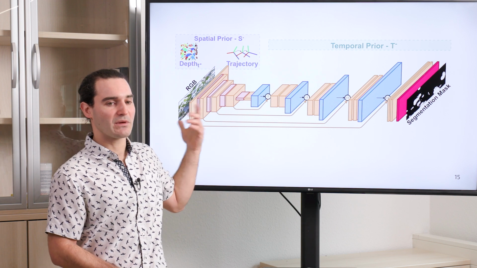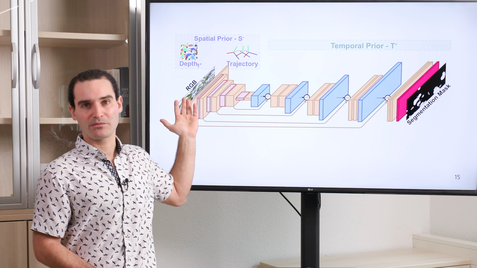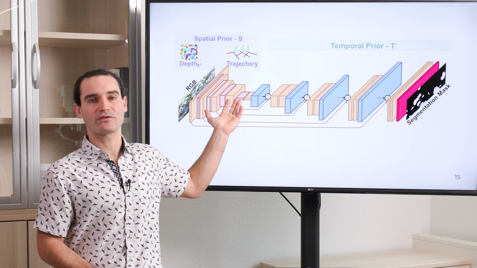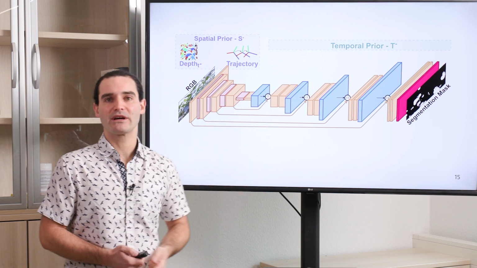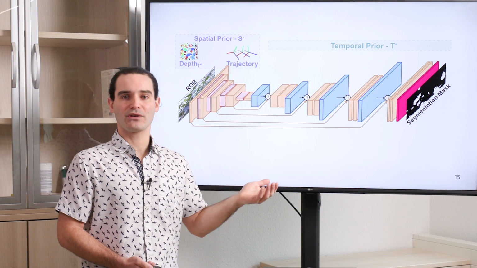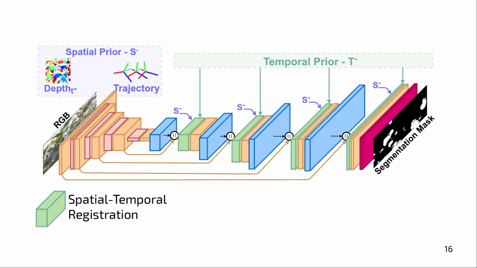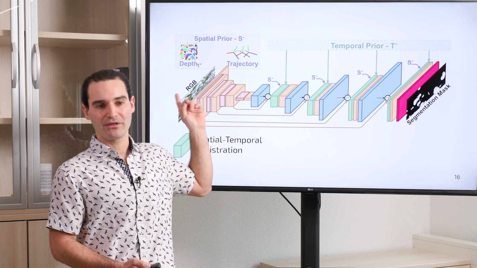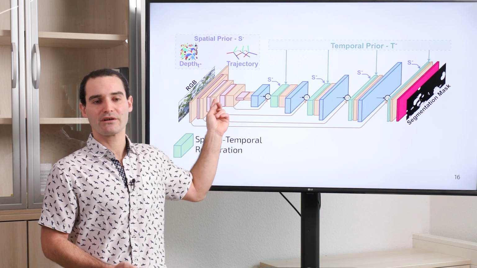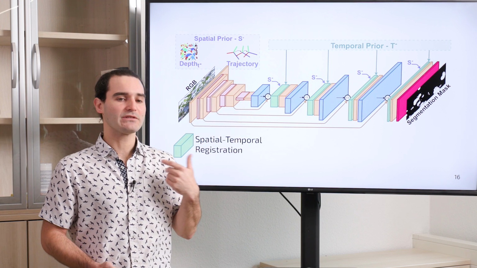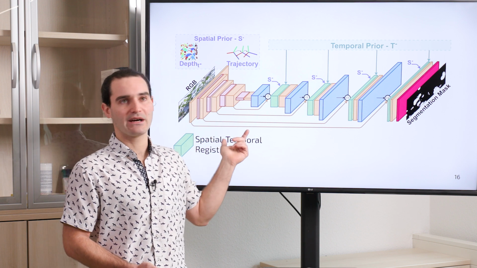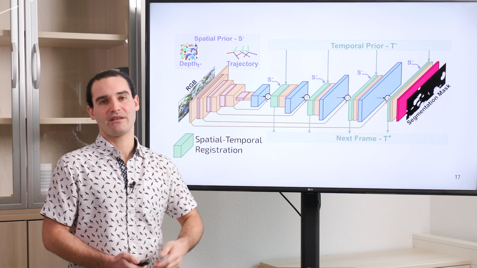And the way we would incorporate this into a segmentation pipeline is we start with your typical UNet style architecture, and now we have the spatial priors that are the depth images from the previous frame and the trajectory of the robot. And we also have a temporal prior, which are the activations of the previous frame of the network. So now we can package our spatial temporal registration in a new layer that we're going to place at the beginning of each depth of our encoder. And this layer would take both the spatial prior and the temporal prior. In order to tie our recursion, we're going to take the output of those layers and send it to the next frame.